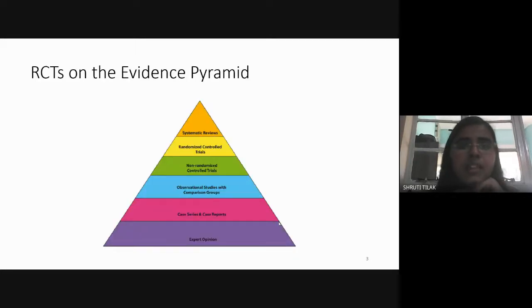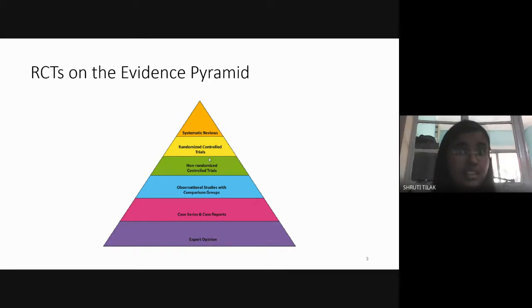I'd like to draw your attention to the position of RCTs on the research or the evidence pyramid and highlight the fact that RCTs generate a substantially high degree of evidence. By this, what I mean is that compared to a case report or a case study, even a cross-sectional observational study, even a cohort study for that matter, a randomized control trial is something that's superior in terms of the evidence that it generates because the groups that we're studying, the only difference between those two groups, ideally, is the exposure or the intervention that we are studying.